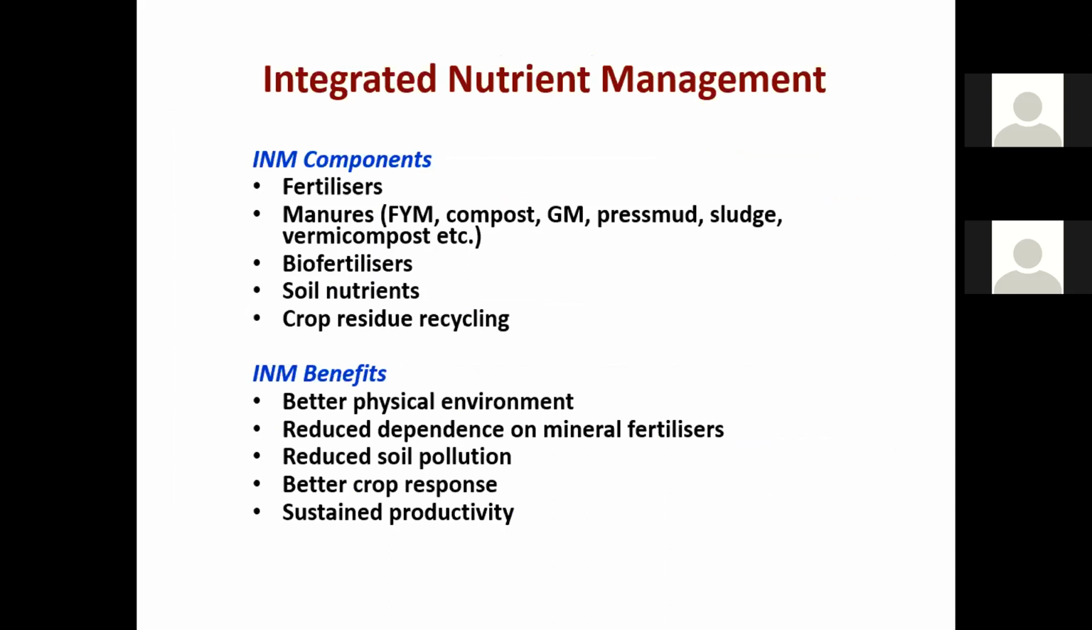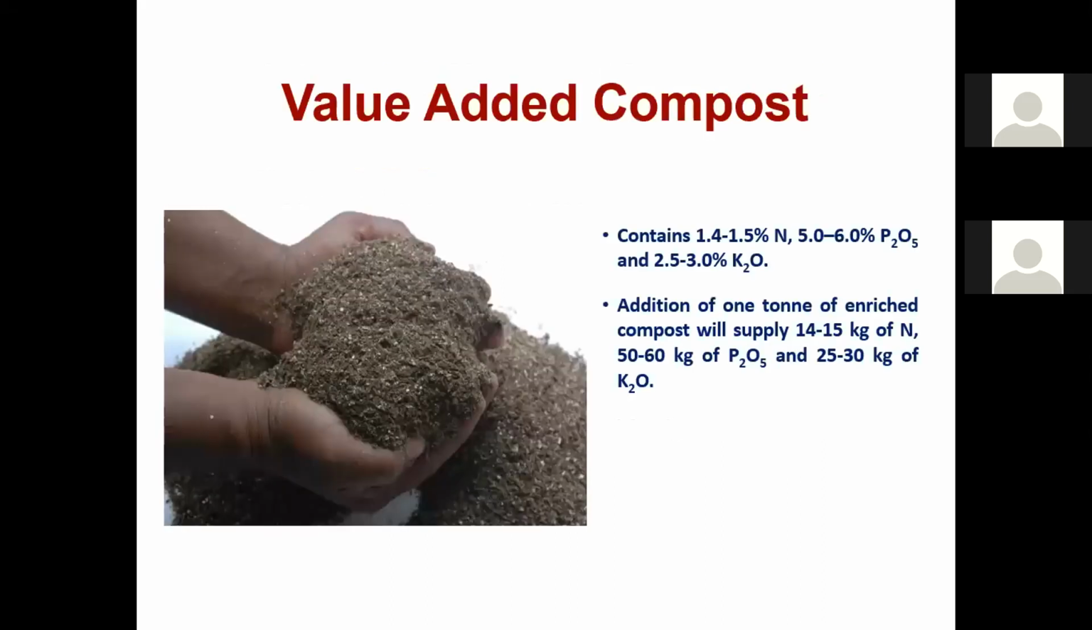The components may be fertilizer, manure, biofertilizer, soil nutrient, and crop residue. In manure, you may have FYM, compost, green manuring, press mud, sludge, and vermicompost, and it has many benefits, not only in your physical environment, but in the availability of nutrients and in reducing soil pollution. It may enhance your nutrient use efficiency, and ultimately it reflects in sustainable productivity. So that is the value.